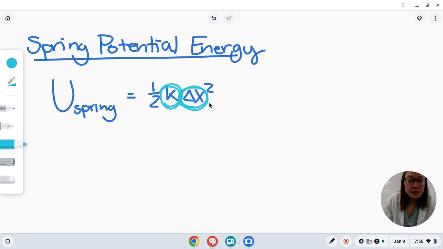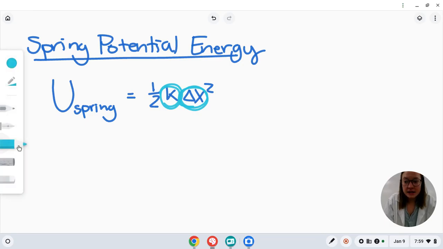Notice, check it out, which one is more important, K or delta X? If you take a look, you'll see delta X is more important. Why is it more important? Because of this squared factor here. If you double the distance, you quadruple the potential energy. But if you double the spring constant, double the stiffness, you only double the potential energy.